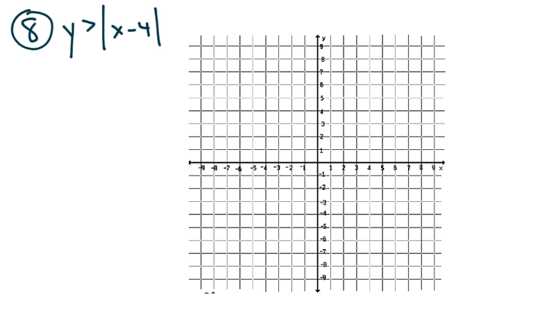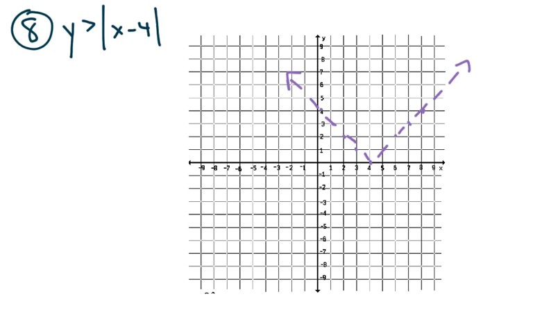So number 8, y is greater than the absolute value of x minus 4. Since it's an absolute value function, you know it better look like a v, and if your graph doesn't look like a v, you probably didn't plot enough points. I also know that this is the absolute value function that's been shifted 4 units to the right. So I'm just going to shift the vertex 4 to the right and make my v shape. Since the inequality symbol is greater than, it's going to be a dashed v.